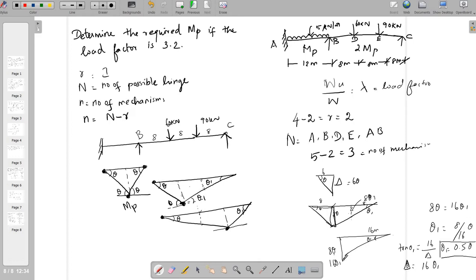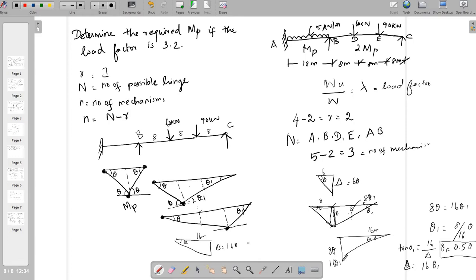Okay, this is all about the second diagram. For the third diagram, similarly, if you separate this triangle, it is 16 meter. Here it is theta. So delta equals 16 theta.